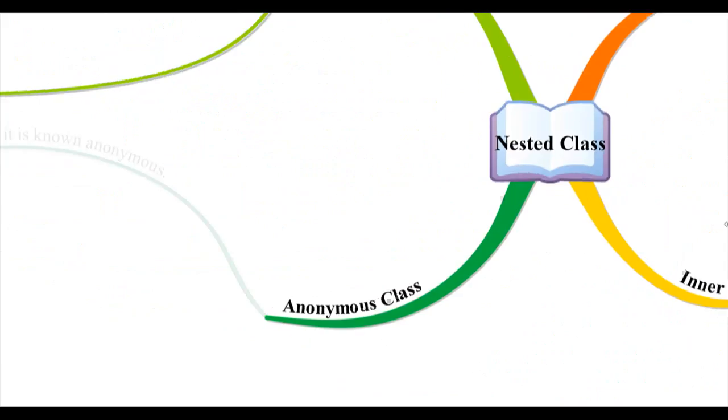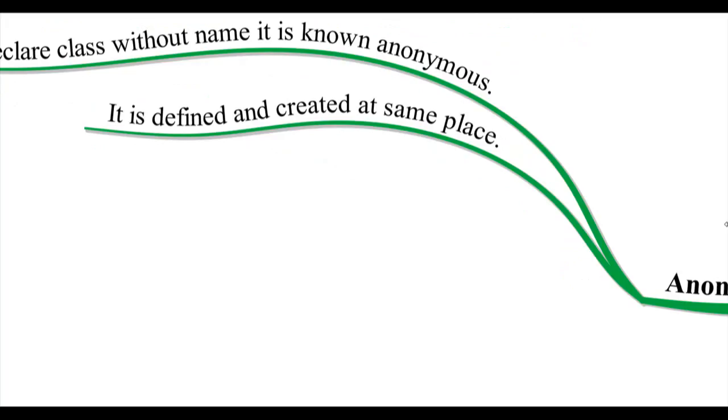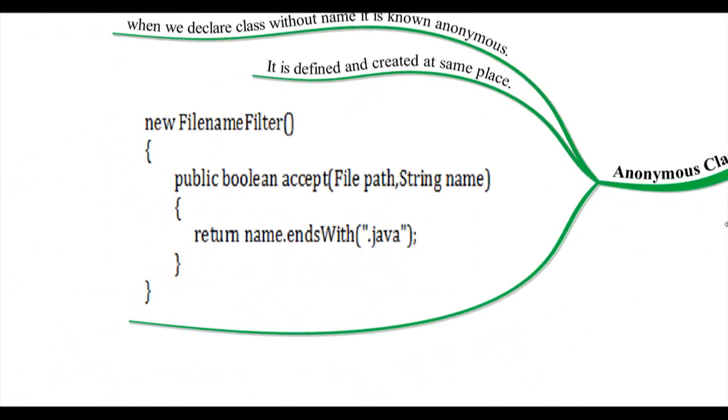Another variety of nested class is the anonymous class. An anonymous class is a class which does not have a name. You can say whenever we declare a class without a name, that is known as an anonymous class. It is defined and created at the same place. An anonymous class becomes part of an expression. An anonymous class has single inheritance of the type. That is, an anonymous class either inherits from a class or implements only one interface. Anonymous classes are always non-abstract, since their instance is going to be created.